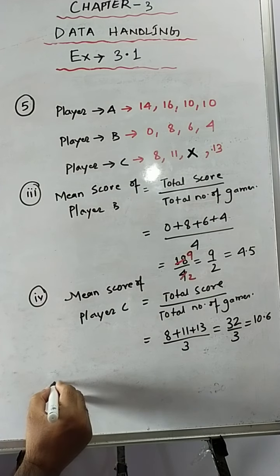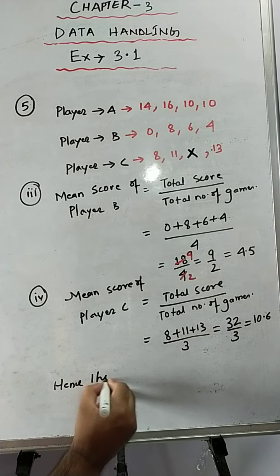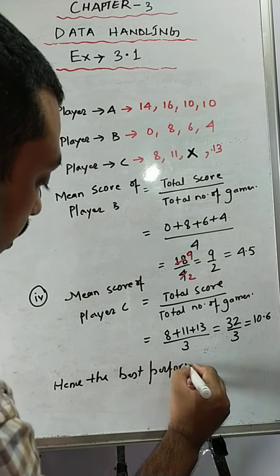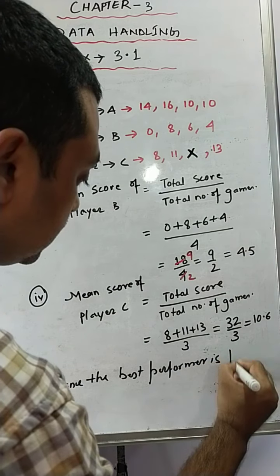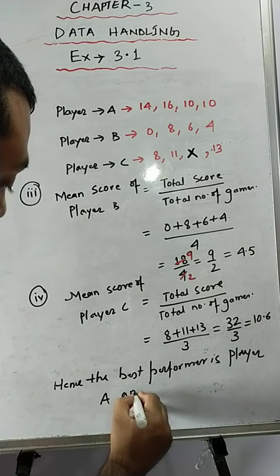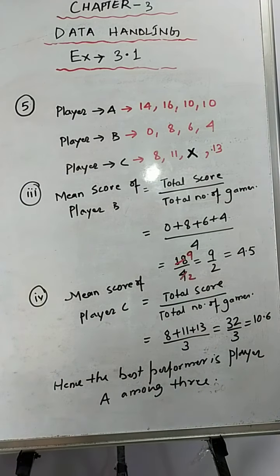Now who is the best performer? Absolutely right. So therefore, hence, the best performer is player A among the 3. Okay, so this is the solution of question number 5.